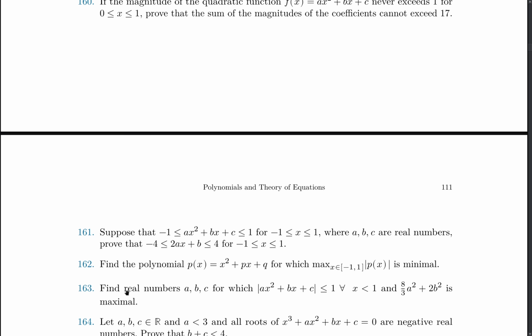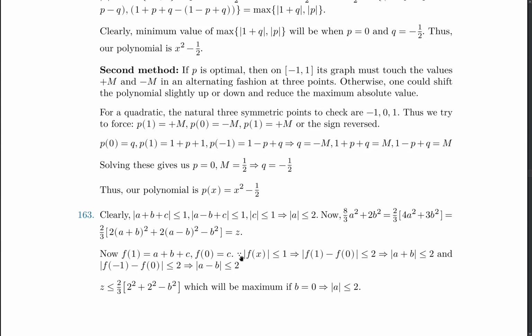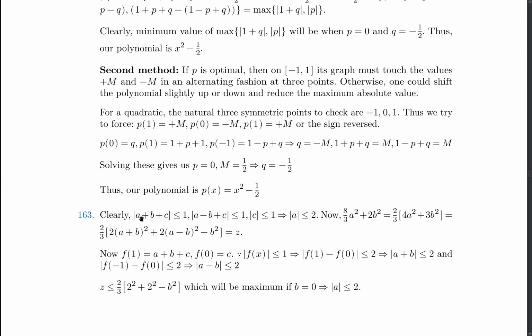So we have to find real numbers a, b, c for which mod of ax square plus bx plus c is less than or equal to 1 for all x, and 8 by 3 a square plus 2b square is maximal. So we have 163, right? Now if we see this, we put x equal to 1, we get mod of a plus b plus c less than or equal to 1. We put x equal to minus 1, we get mod of a minus b plus c less than or equal to 1. So from these two we get mod of c less than or equal to 1.